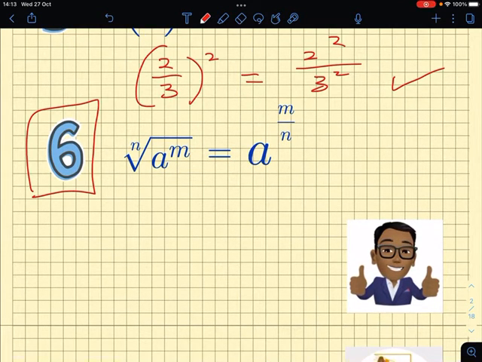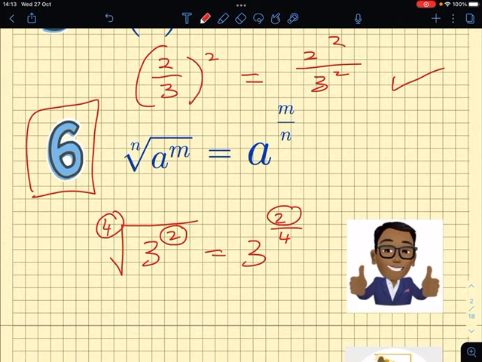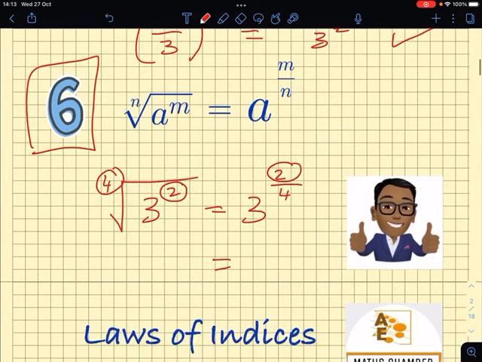Now number 6 is my favorite. We have, for example, 3 squared to the 4th root. So it'll be 2 over 4. The numerator will be the 2, and the denominator will be the root. So 3 to the power of 2 over 4, that means 3 to the power of 1 over 2, 3 to the power of half.